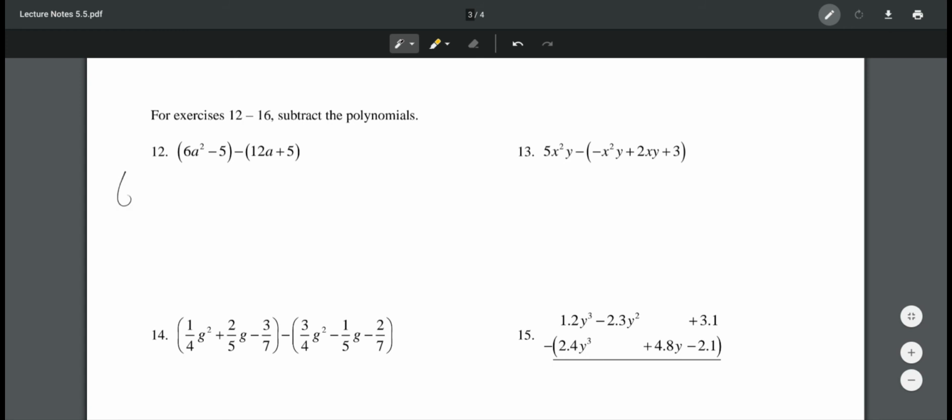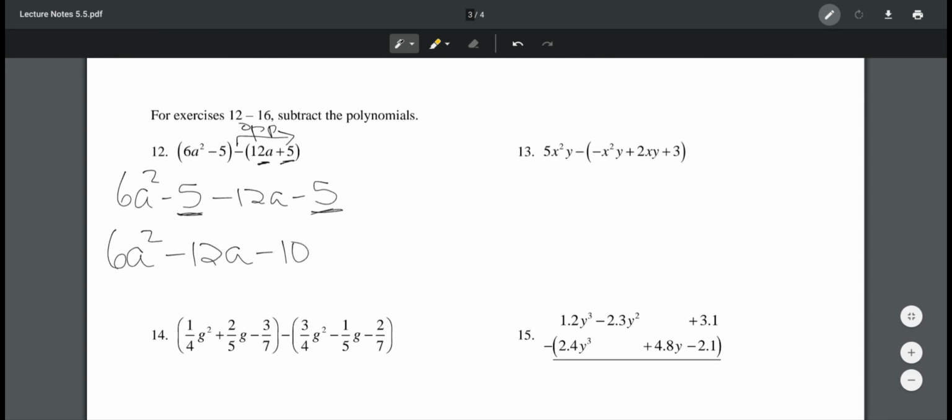So the first parentheses, I have 6a minus 5. That negative goes across. That negative tells me to find the opposite. So I'm going to take negative 12a and negative 5. The opposite of positive 12 is negative 12. The opposite of positive 5 is negative 5. Now, I'm going to go through and combine like terms. There are no other a squared terms. There are no other a terms, but I can add my two constant terms together and end up with negative 10.